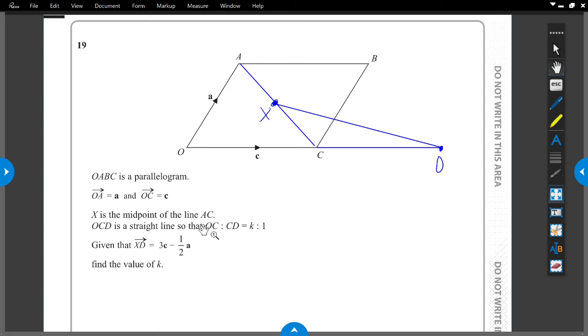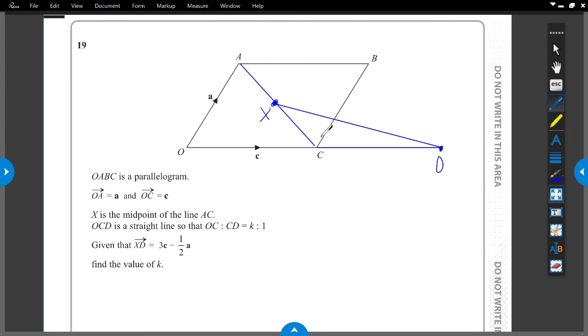We want to find out a ratio between OC and CD. And to do this, we've already been given OC. We need to know CD. If we knew, for instance, that CD was 2C, then it's going to be a ratio of 1 to 2. And then we can simplify that down to find out what K is. Now with vectors, they can be added together to give you a resultant vector.